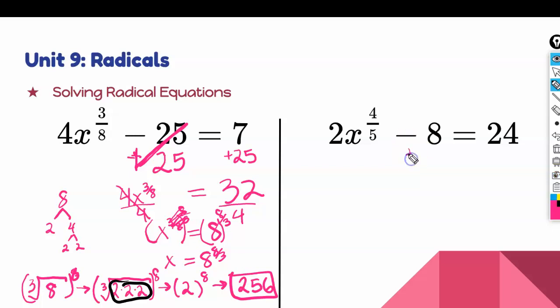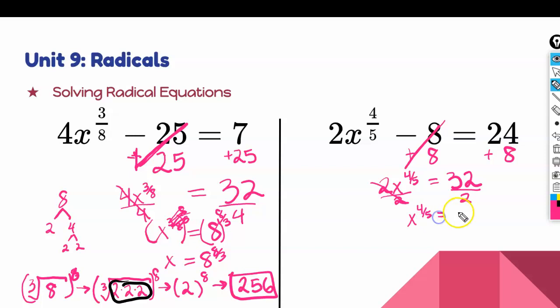So the next one, let's see it. I add 8 to both sides, following in that same pattern. Okay, I've got 2 times x to the 4 over 5 equals 32. Then I divide both sides by 2. So I've got x to the 4 over 5 equals 16. And I want to get rid of that 4/5, so I take it to the 5/4 power on both sides.